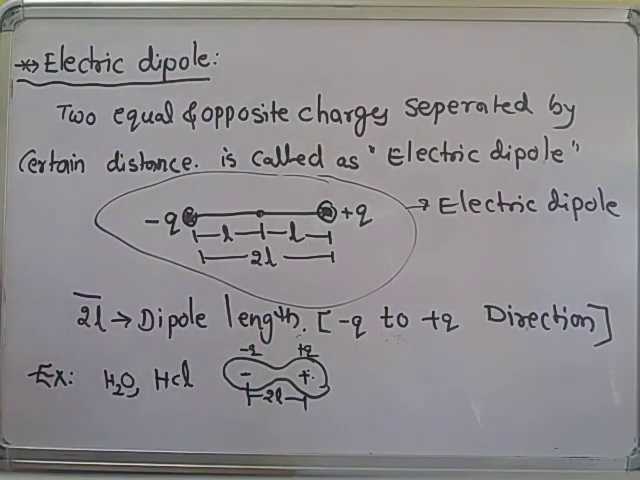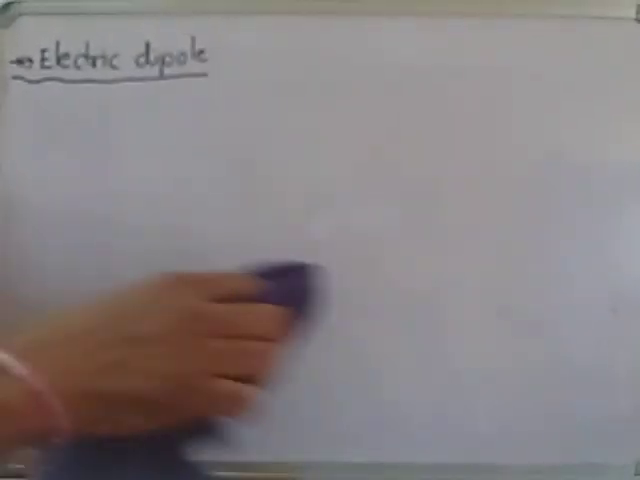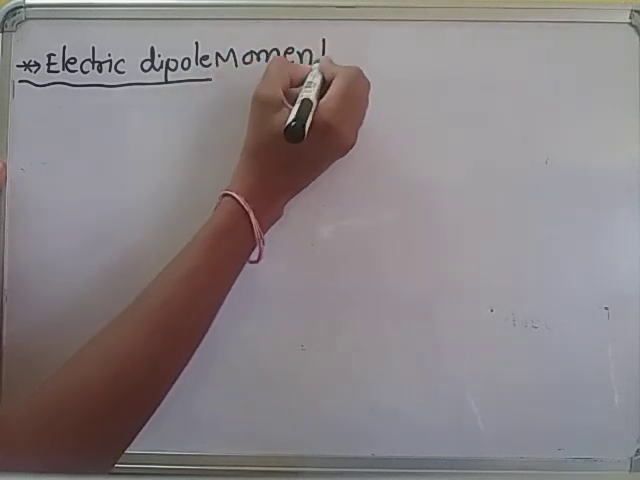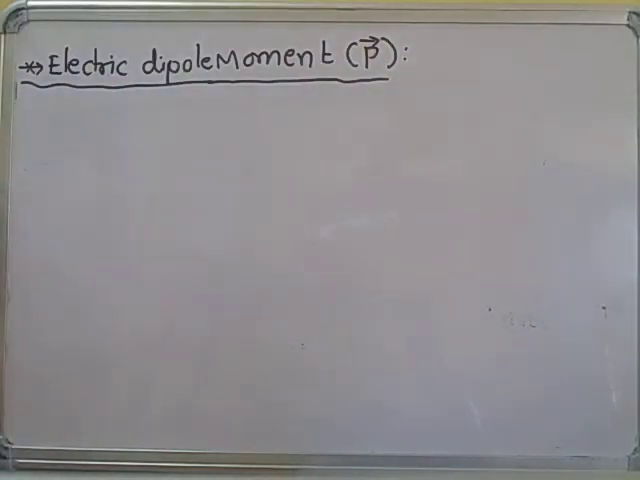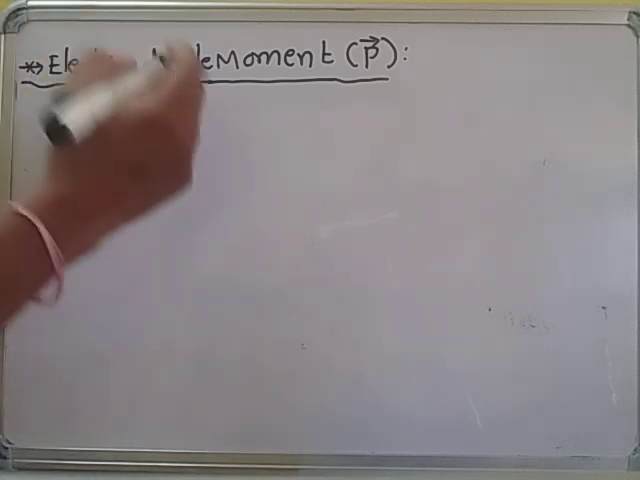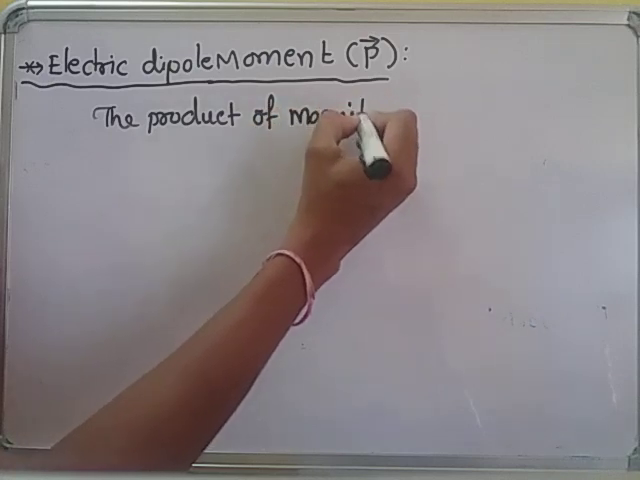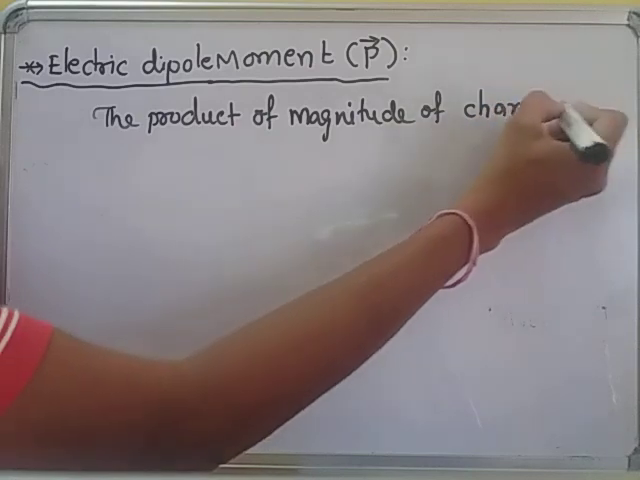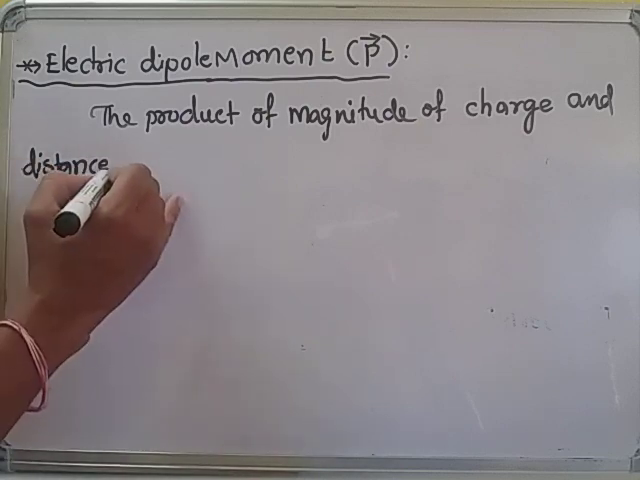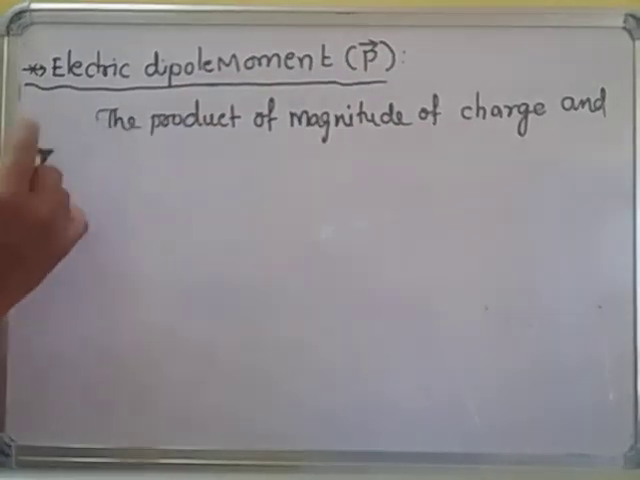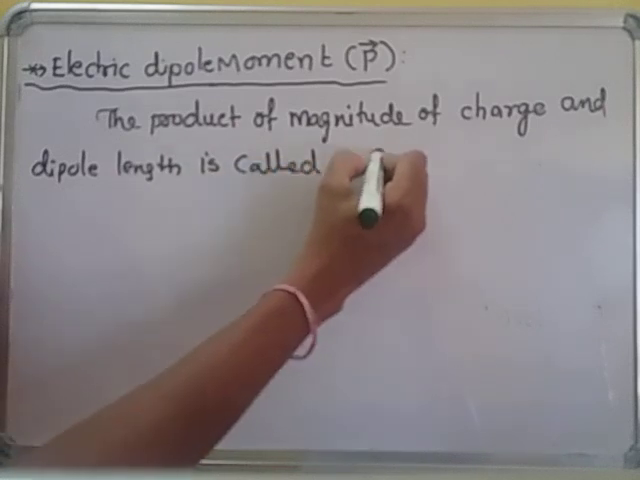Now the next one is electric dipole moment. What is electric dipole moment? It is denoted with P. It is a vector, P bar. Electric dipole moment is the product of the magnitude of charge and the distance between the two charges, which is nothing but the length of the dipole. We can write directly: the product of the magnitude of charge and dipole length is called dipole moment.